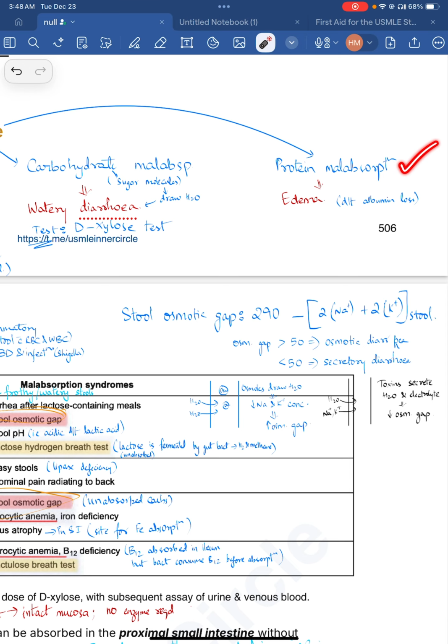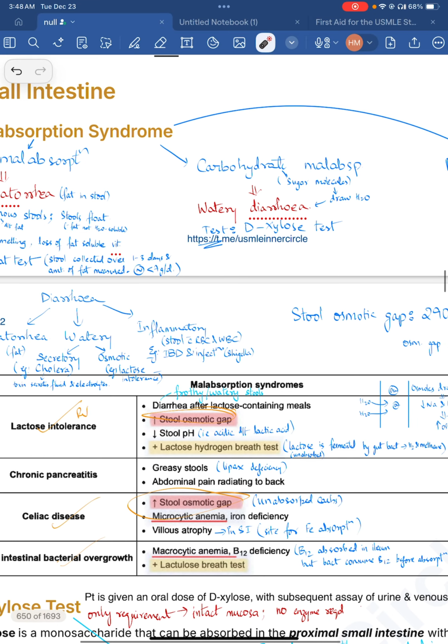We'll start with the easiest one, which is protein malabsorption. As you know, albumin is the most discussed protein. The albumin is lost due to malabsorption. What will be the symptom that you can see in your body? It will be edema.